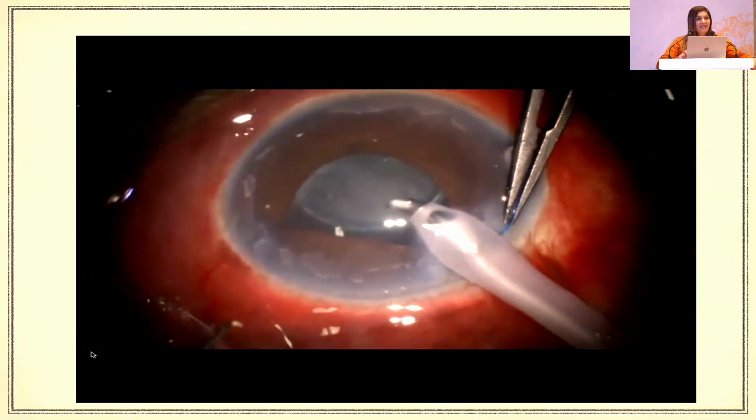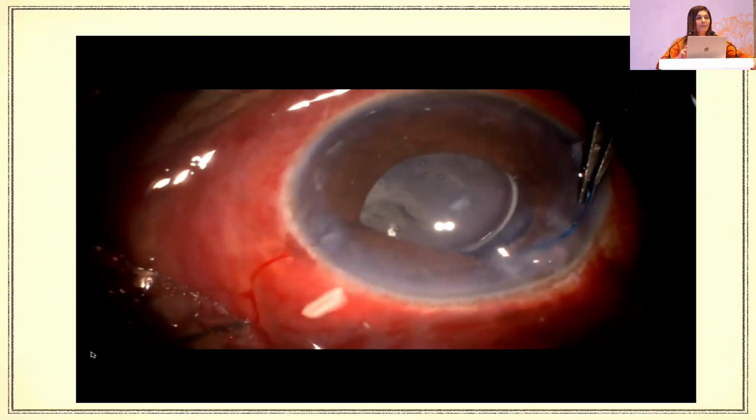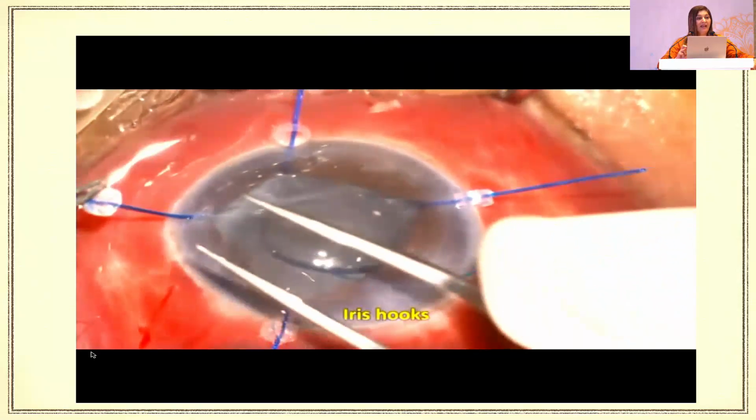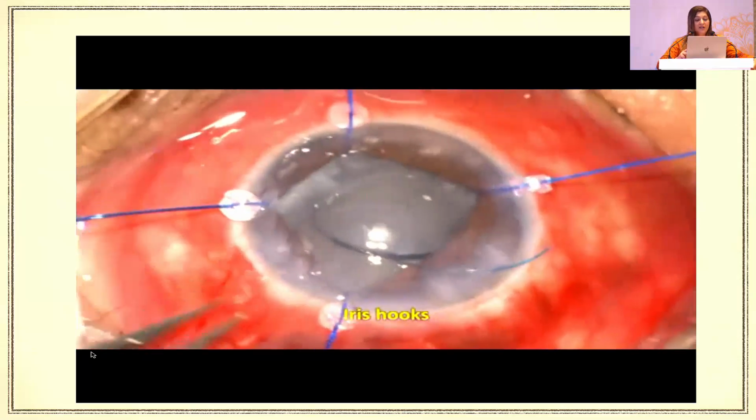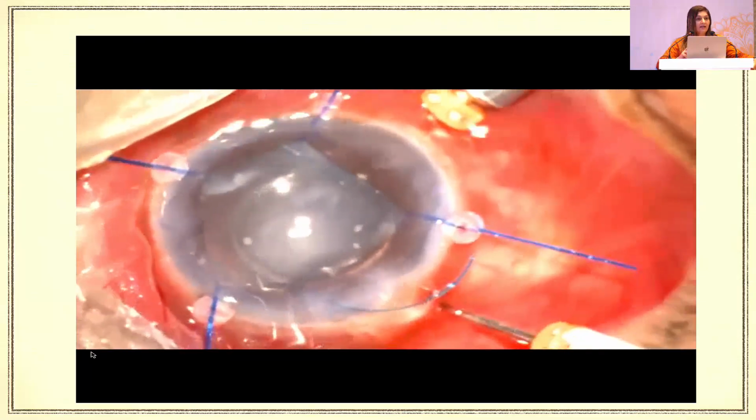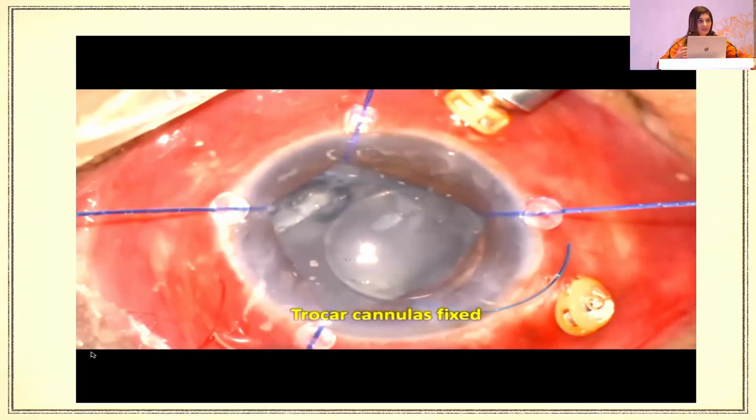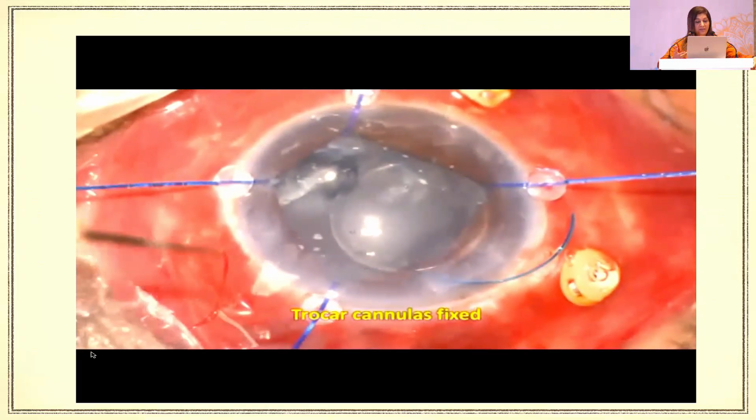So it is always ideal to have a part of the haptic held so that you do not have any slippage. Now, this is not what I would recommend, that, okay, you are done with the nucleus, so you are done with the surgery. No, there are many other aspects to be taken care of.